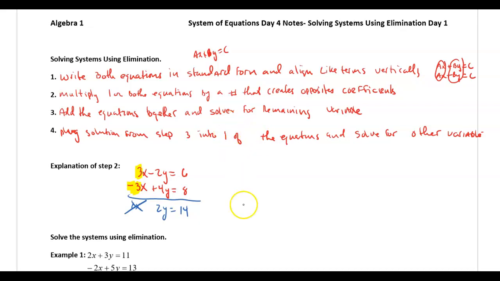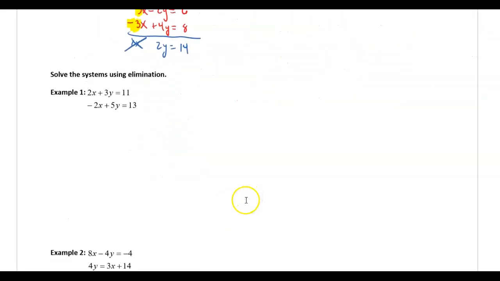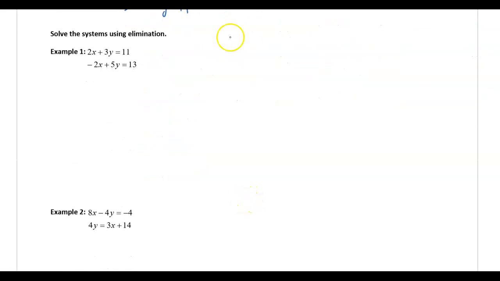Okay, so that's what I did just here. Then once I have that variable, I'm going to plug the solution from step 3 into one of the equations, it doesn't matter, and solve for the other variable. Okay, so looking at this, one says solve the system using elimination.